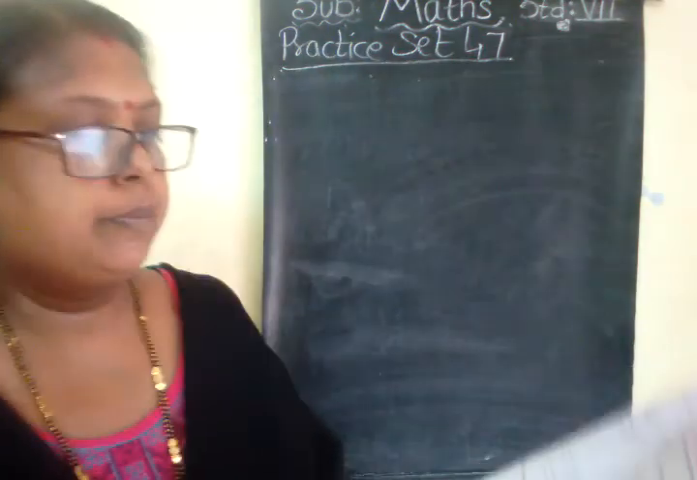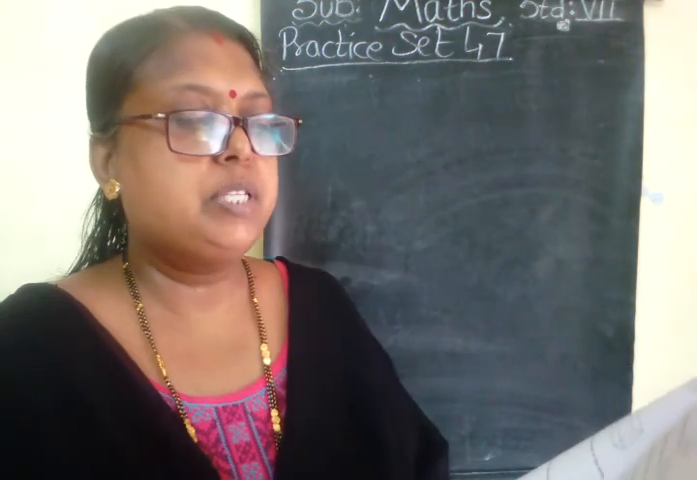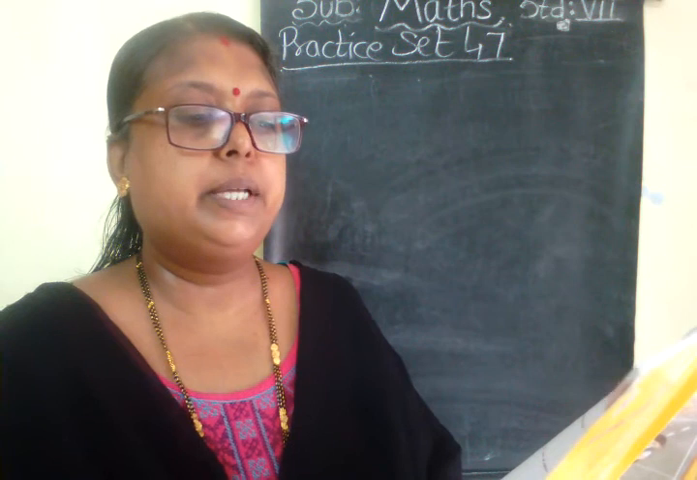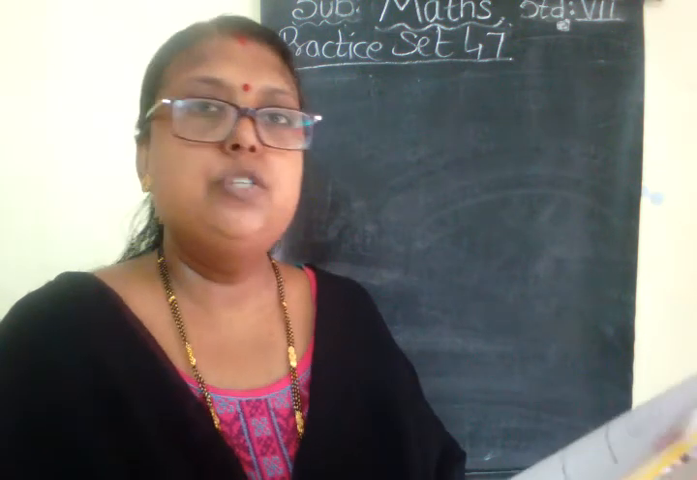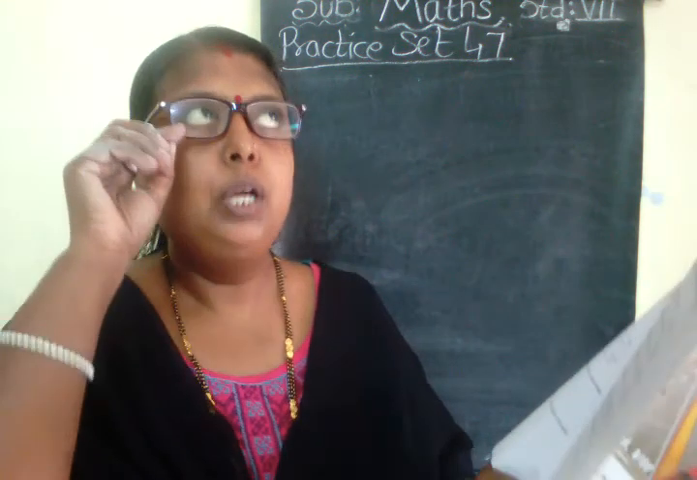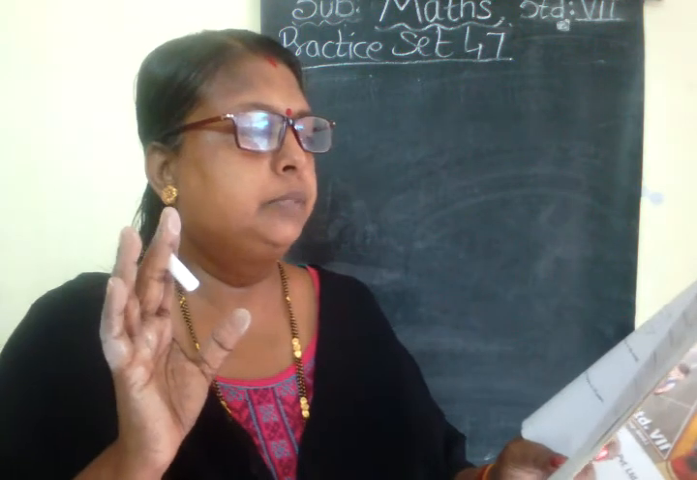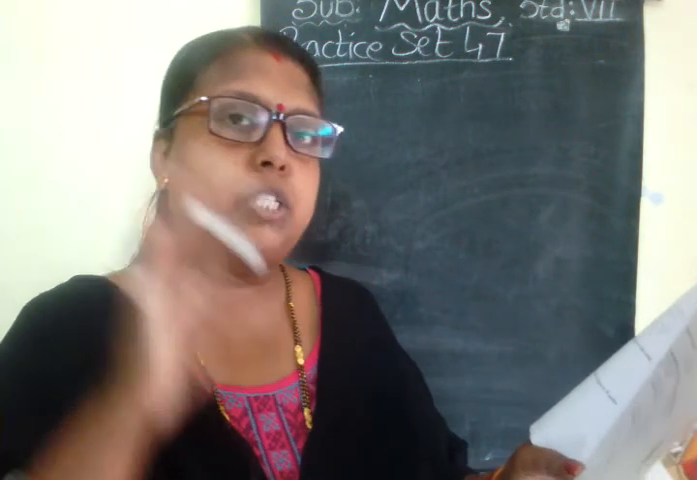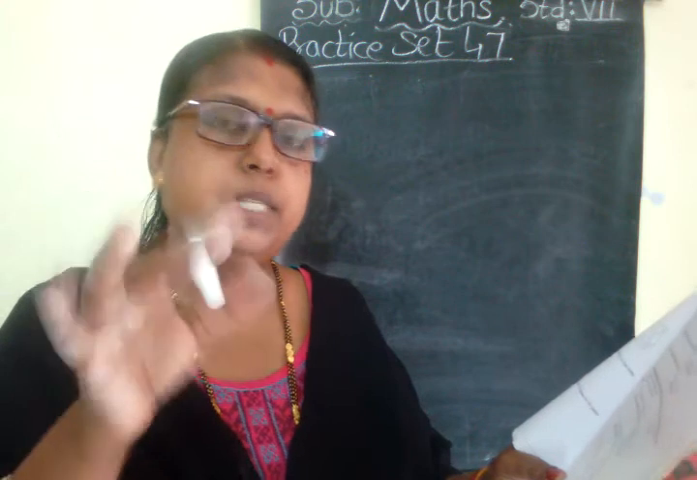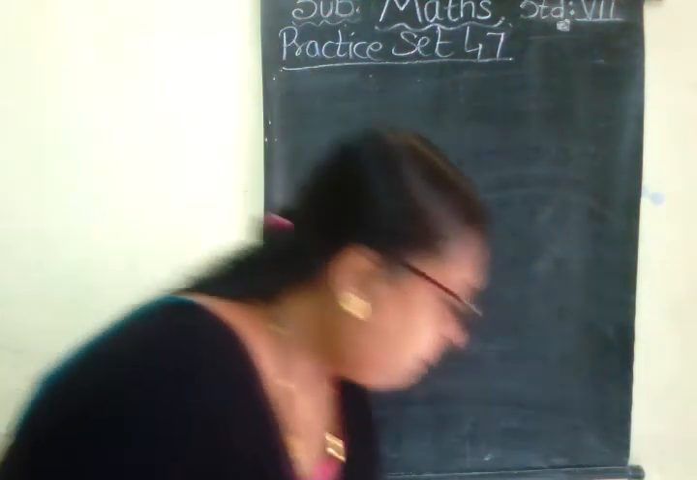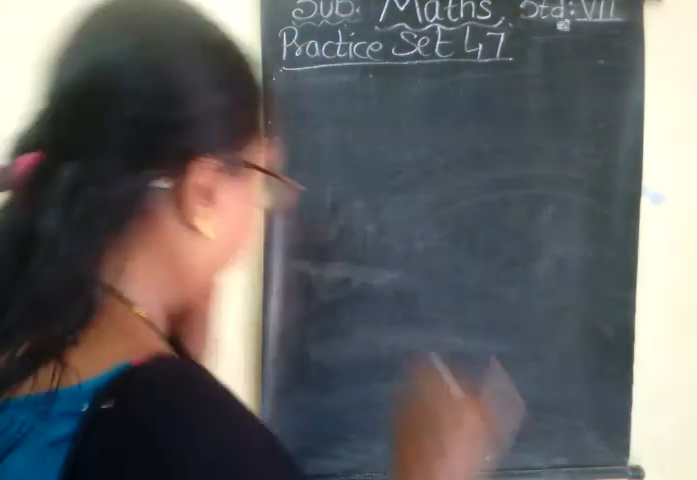See the second question. Find the total surface area of cuboids of length, breadth and height as given below. Means you have to find the total surface area of cuboids. Here 4 sums are there. Here also I will do first and fourth. You will be doing second and third. So first sum.